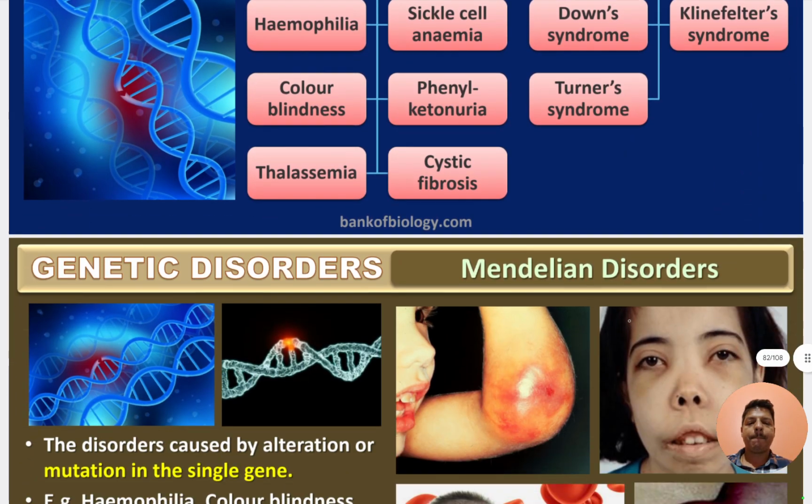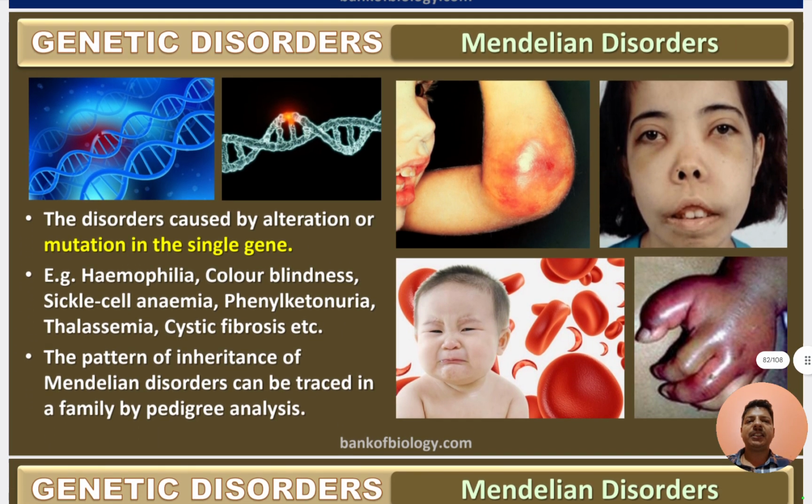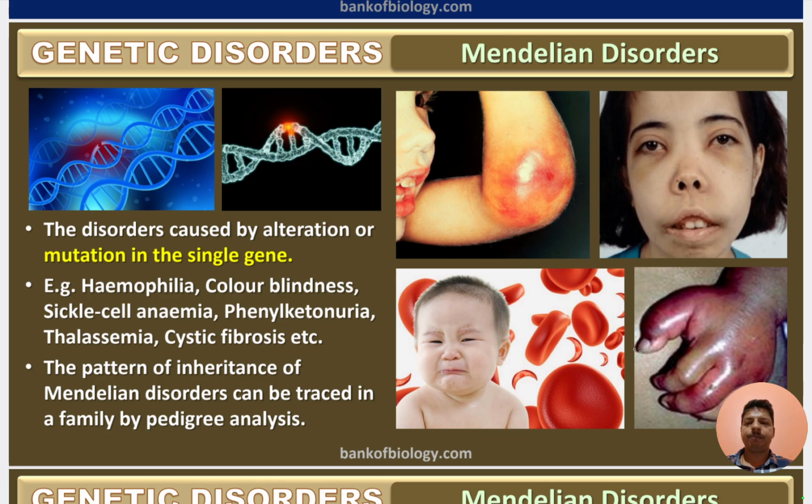Let's see. First of all, Mendelian disorder. This is caused by alteration or mutation of only a single gene. Hemophilia, color blindness, sickle cell anemia, phenylketonuria, thalassemia, cystic fibrosis.